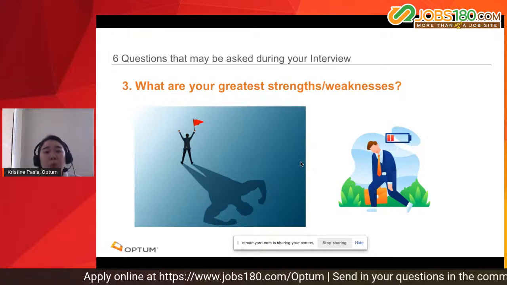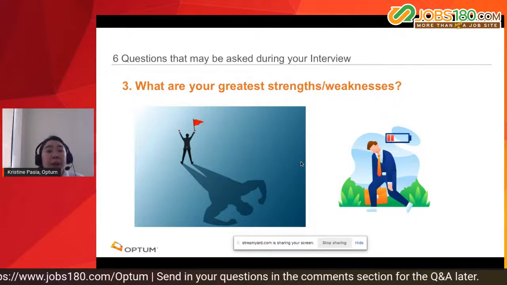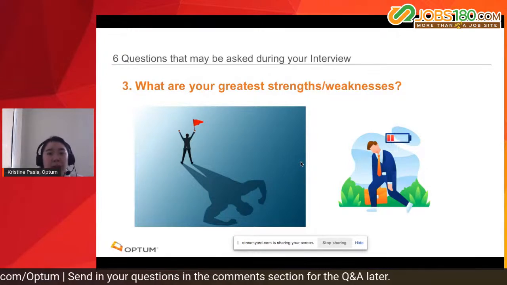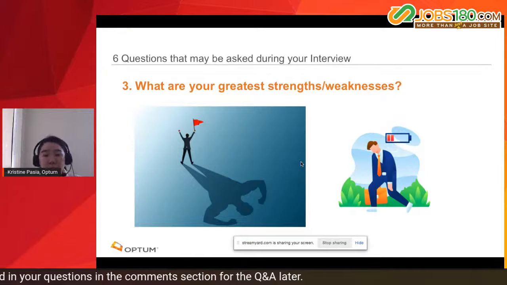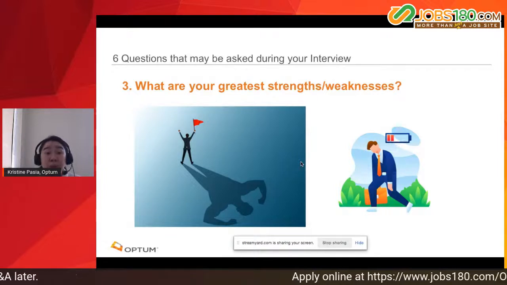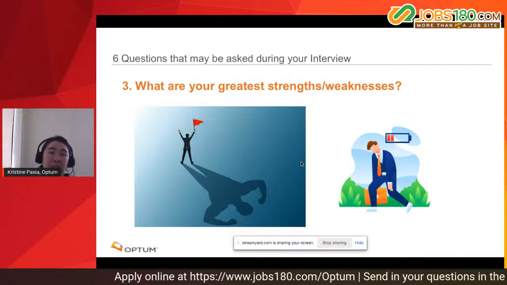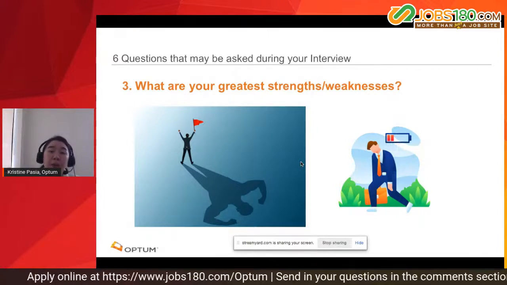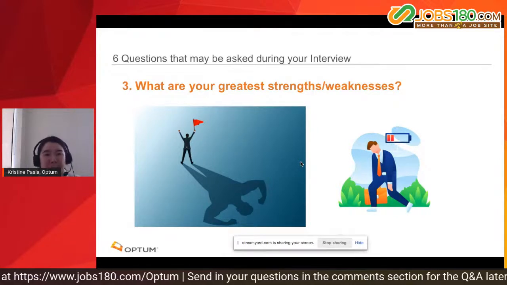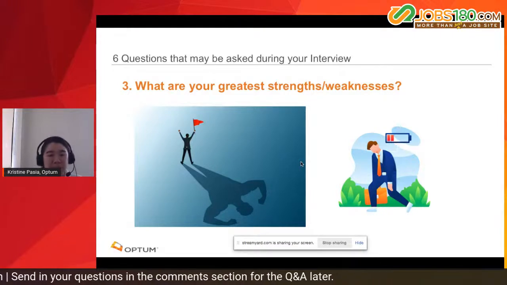Now, what I can do to overcome this weakness is maybe I can wake up earlier, or really manage my time very well by understanding the schedule of the day before, and making sure that I'm able to really do everything that needs to be completed at a certain time frame. So it's very important to understand the weakness that you have, but you also share with them how you're able to overcome that weakness. That's how you're able to answer what are your greatest strengths and your weaknesses.